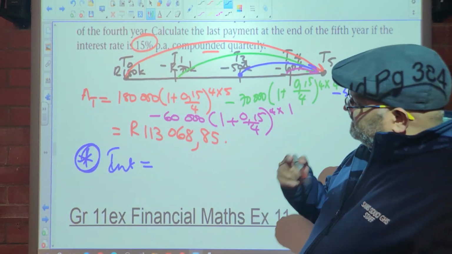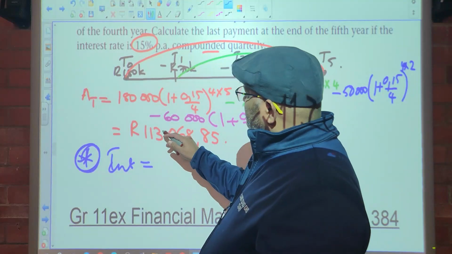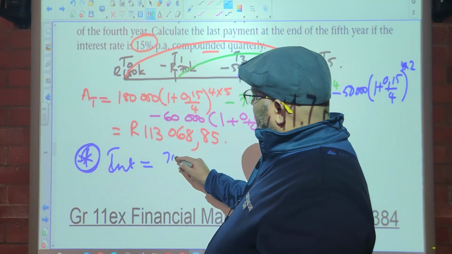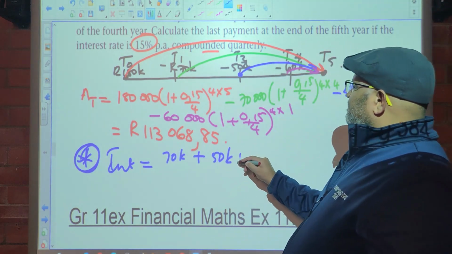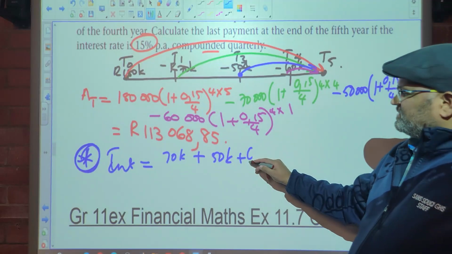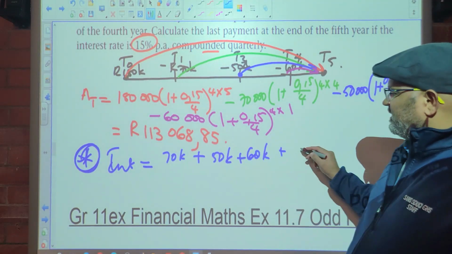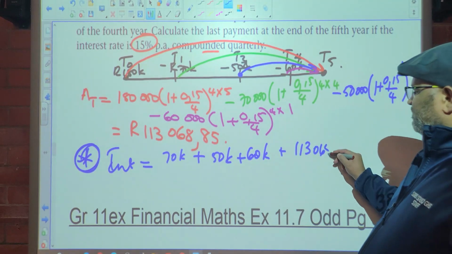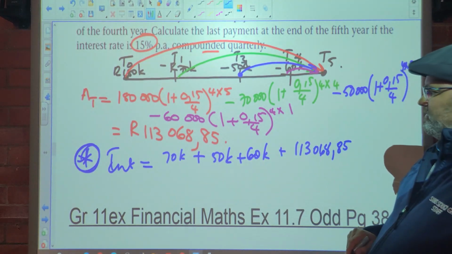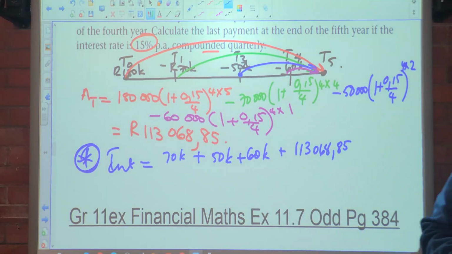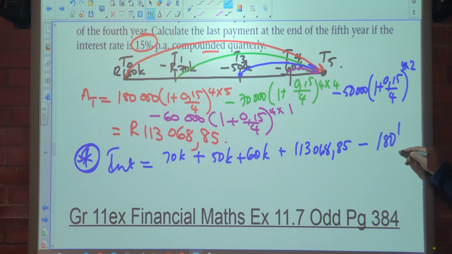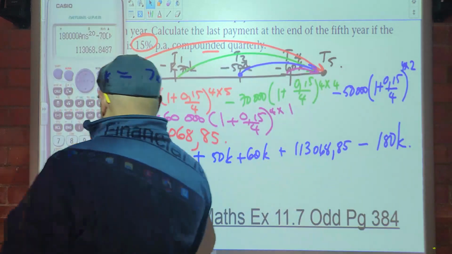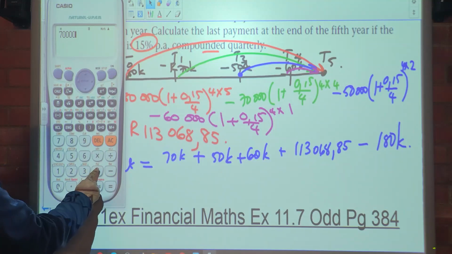So the person paid in total 70,000 rand plus 50,000 rand plus 60,000 rand plus this last payment of 113,068.85. How much was the loan amount? The loan amount was 180,000. It's going to be 70,000 plus 50,000 plus 60,000.